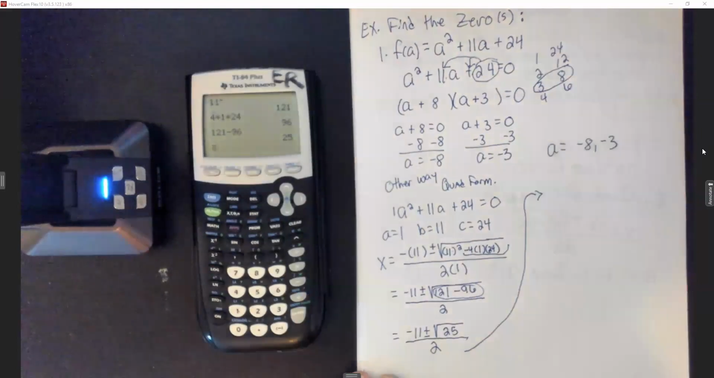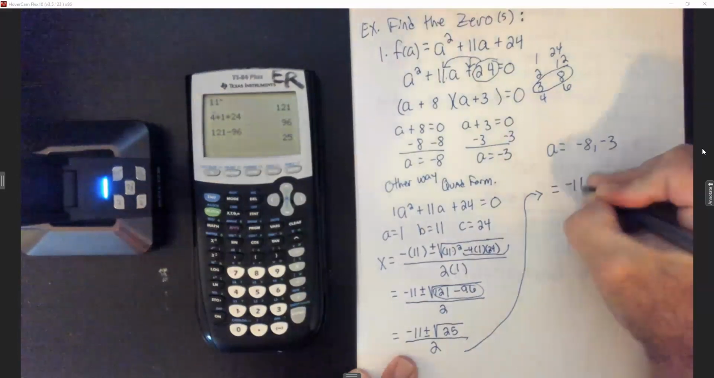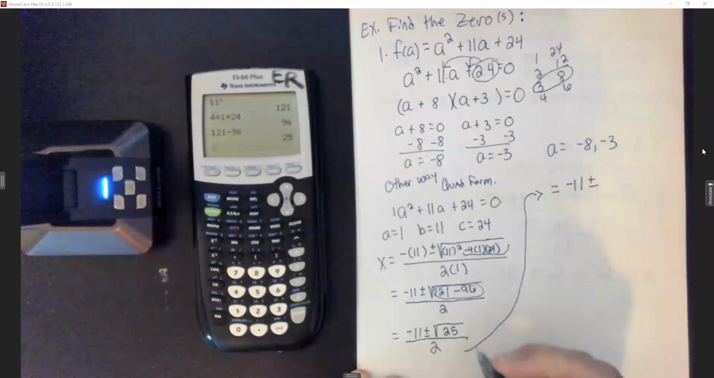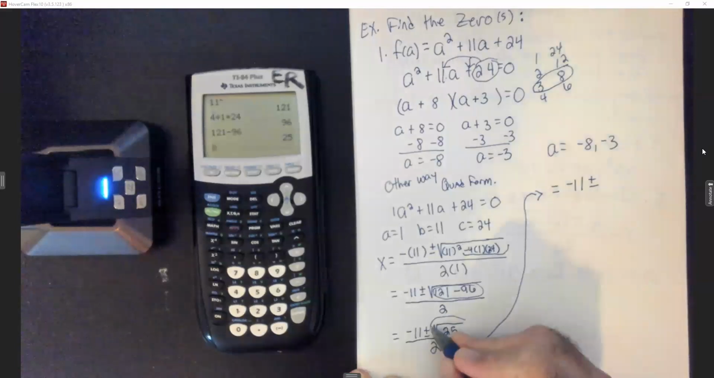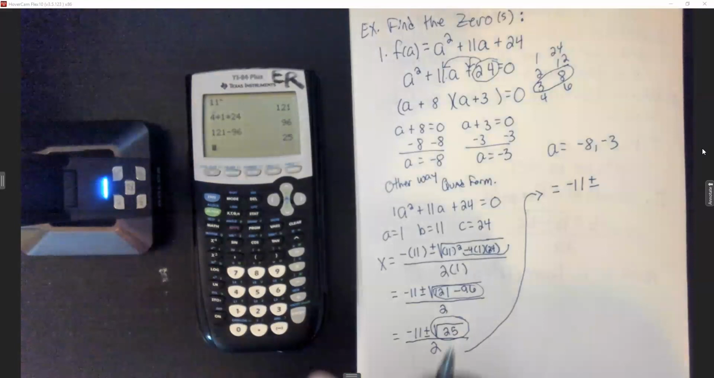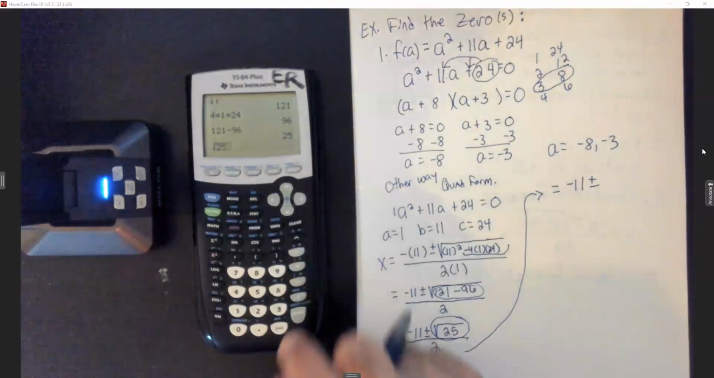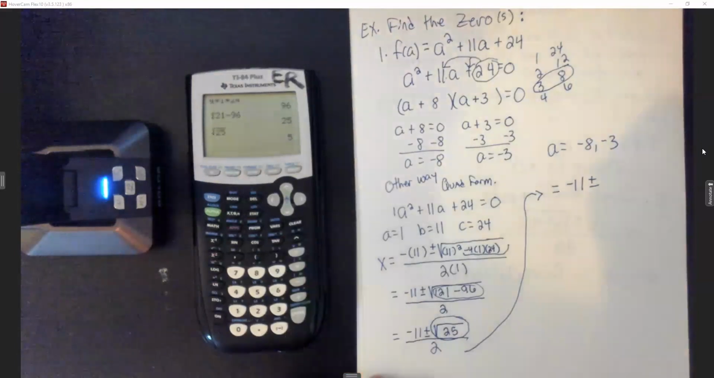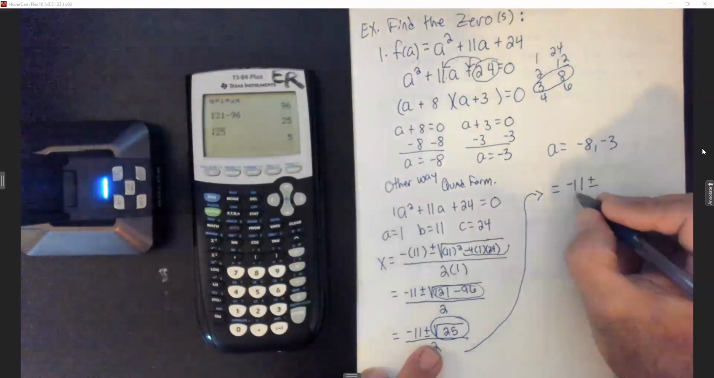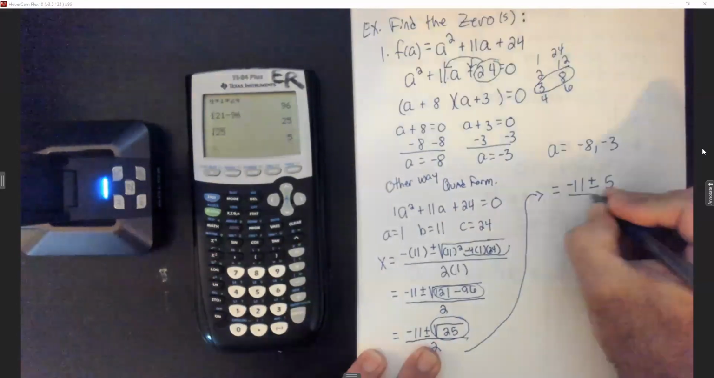So now the next step, you got that negative 11 plus or minus. Now, what is the square root of 25? So over here, I could do second x squared to get my radical, put my 25 in, and y'all, the square root of 25 is 5. So you now have negative 11 plus or minus 5 all over 2.